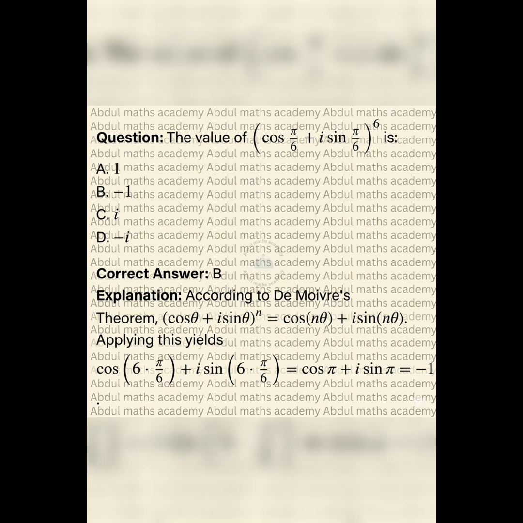The value of cos pi by 6 plus iota sin pi by 6, whole power 6, is found using De Moivre's theorem, that is (cos theta plus iota sin theta) whole power n is equal to cos of n theta plus iota sin of n theta. Here n is equal to 6, so cos 6 into pi by 6 plus iota sin 6 into pi by 6, which is equal to cos pi plus iota sin pi. Cos pi is equal to minus 1 and sin pi is equal to 0. So minus 1 plus 0 is equal to minus 1. So the correct option is option B.